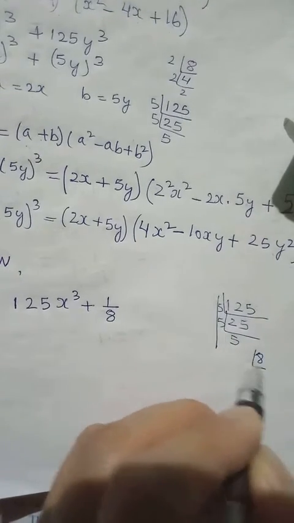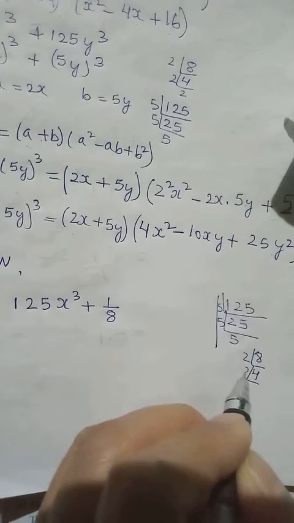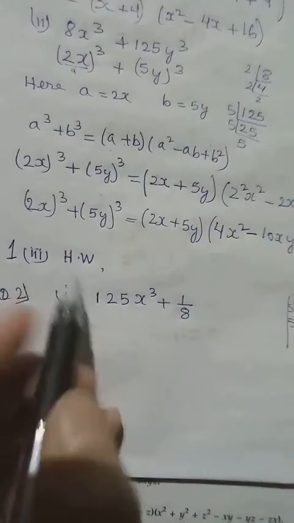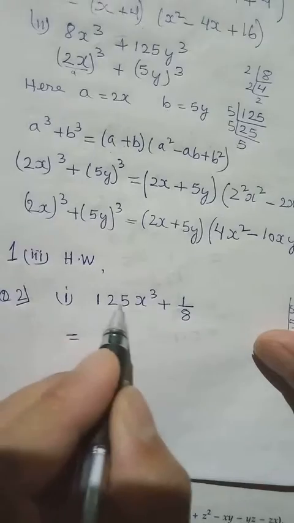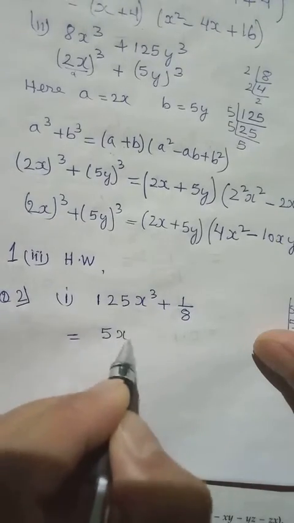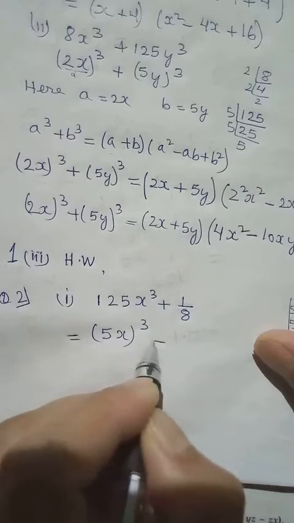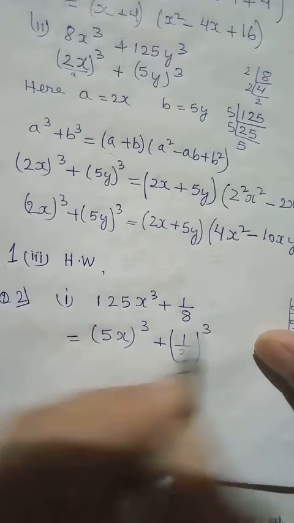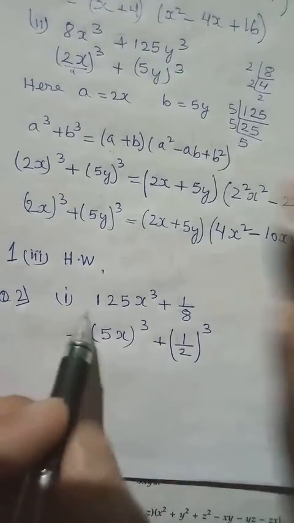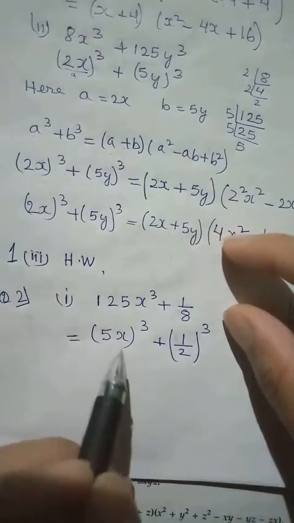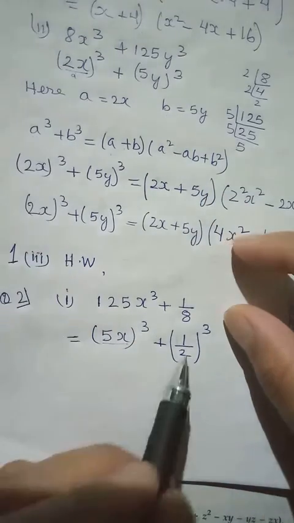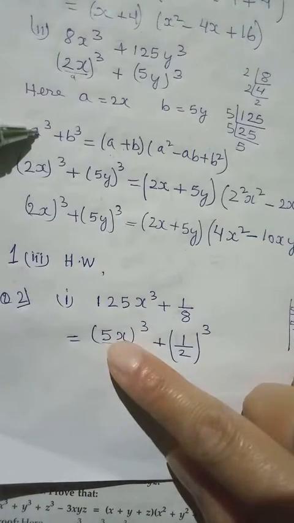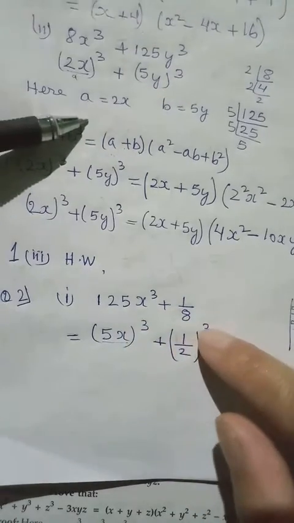Then 8, we can do 2 into 4, 2 into 2. So here also we can write it as a power cube. So that means we can apply formula. In place of 125x, we can write 5x whole to the power 3. Then 8, we can write it as 2 to the power 3. 1, no problem, we can write as 1 into 1 into 1. So now if you compare with this formula, here if we put this as A, this one we put as B, you see we will get exactly the same: A to the power 3 plus B to the power 3.